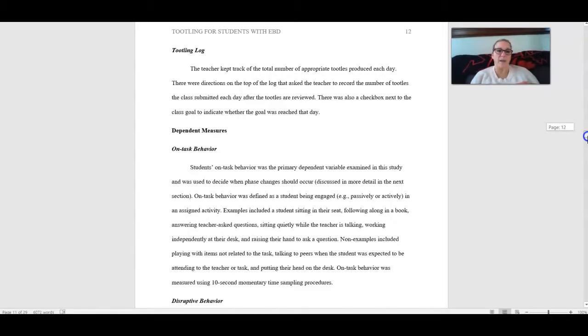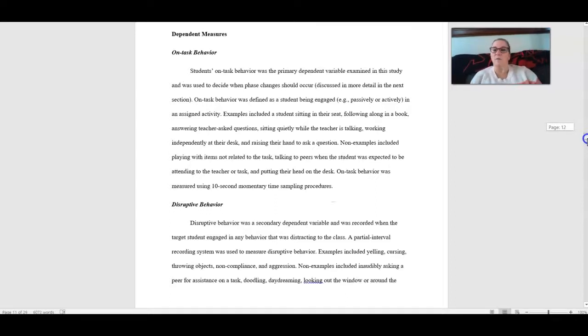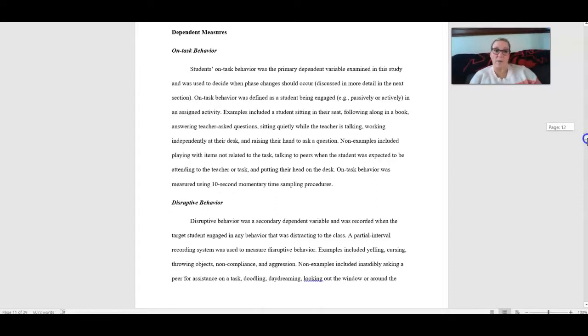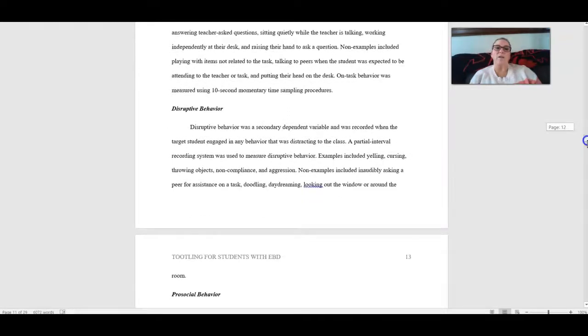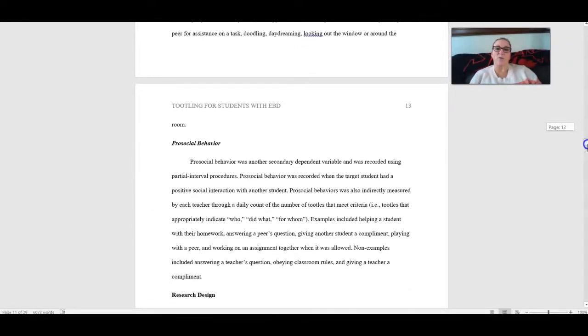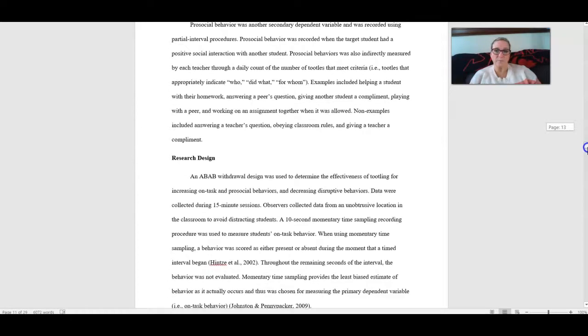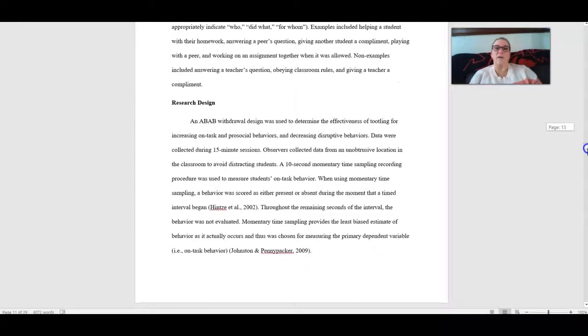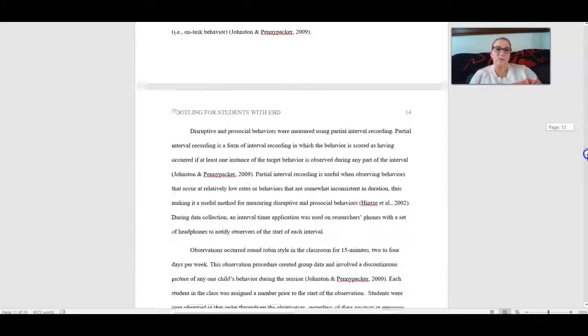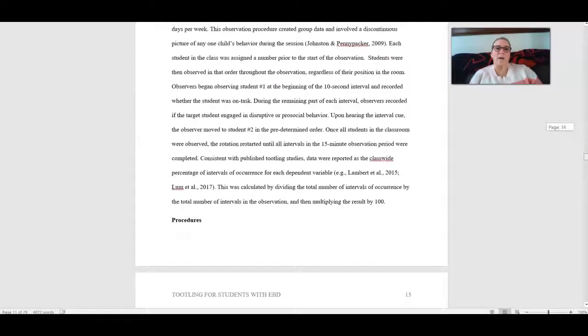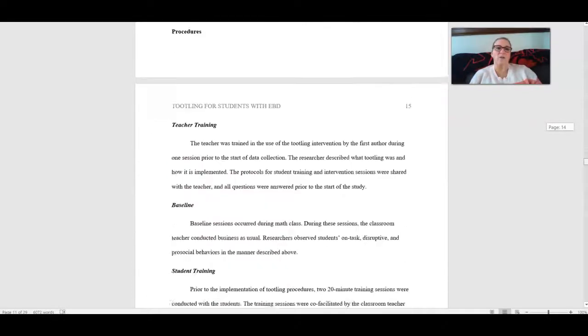Then we described the dependent measures. We looked at on-task behavior, and we described and provided an operational definition for what that looked like for our study. Disruptive behavior, pro-social behavior. So we've defined each one and provided examples. We then discussed the research design. We used an AB withdrawal design, which you guys should be somewhat familiar with, and you will learn more about next semester. Described how that was done and how data collection was done.